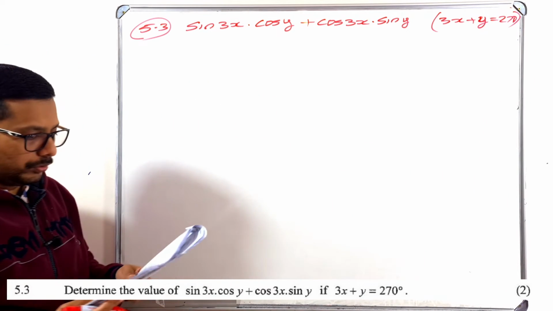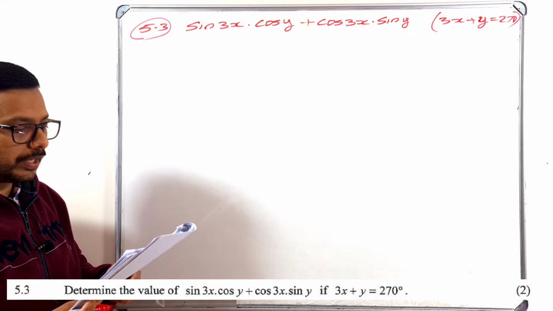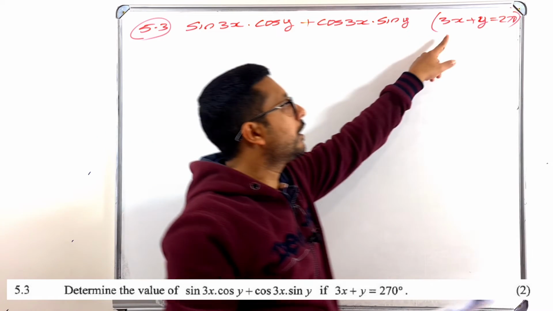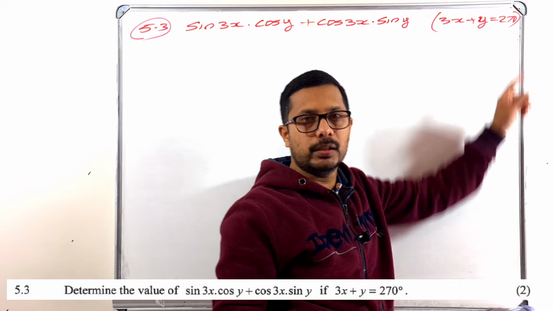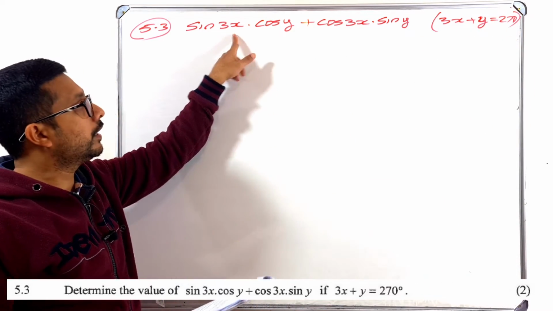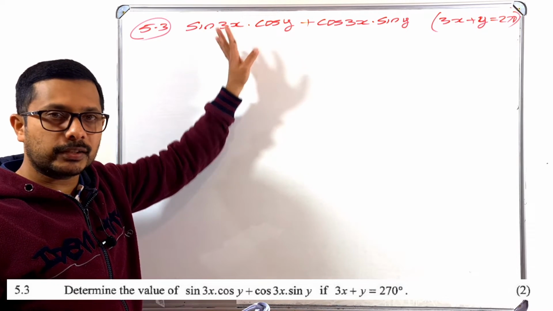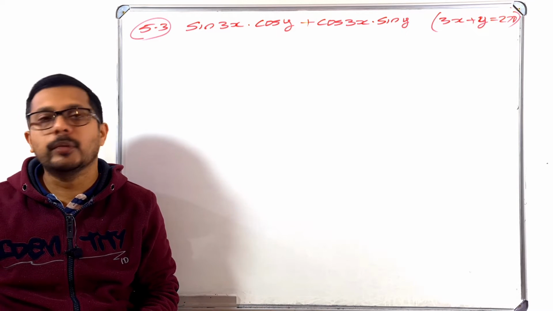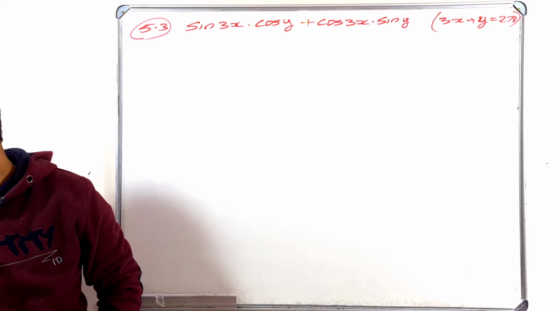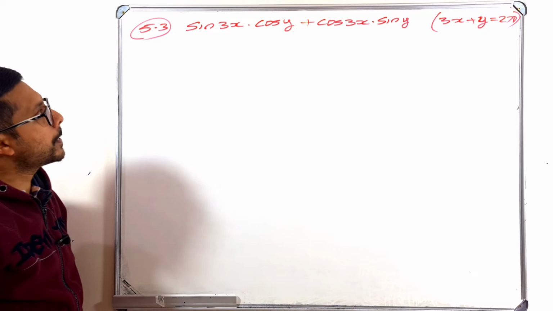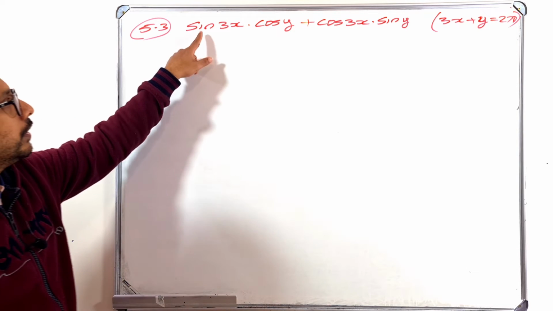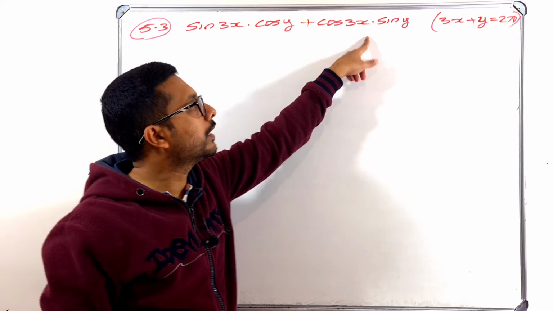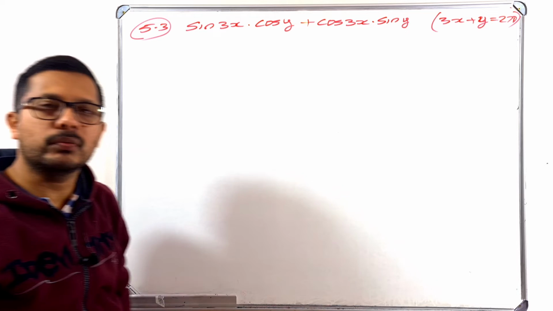So you have to determine the value of this expression, and it is given that 3x plus y is 270. Here you can see 3x and y, something happening there. How can you simplify or find the value? That means you have to find the number. So look at this: sine 3x cos y plus cos 3x sine y. What is that one, guys?